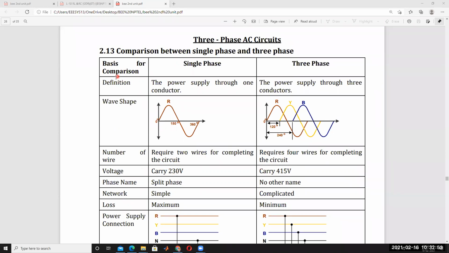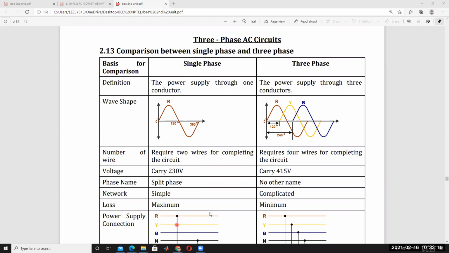So, the best definition: power supply through only one conductor in a single-phase system, that is called only R phase. Either R phase or Y phase or B phase. Any one of the phases we have to consider in a single-phase system, either R or Y or B.